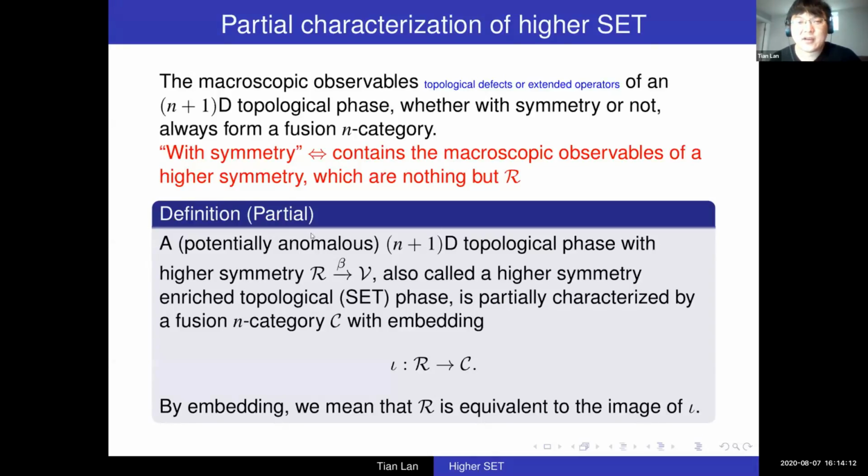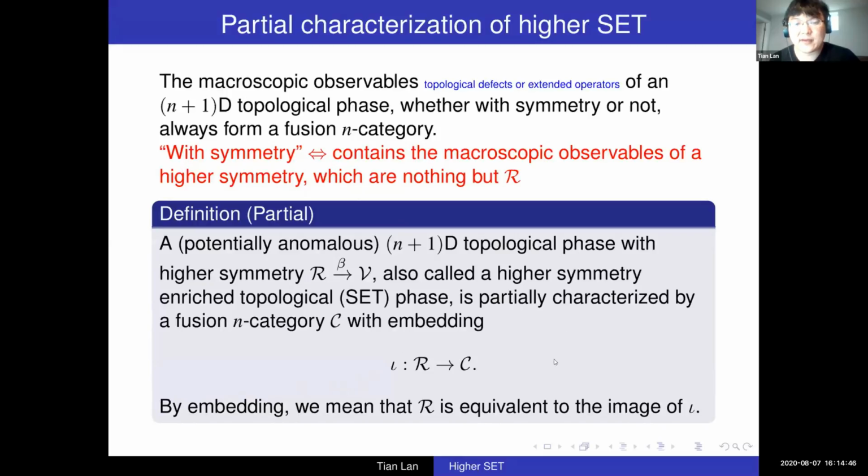So we begin our definition by requiring an embedding. Here, first you want to have a fusion category C for the observables in this topological phase, and then you want to have an embedding from the given symmetry to the category of the topological phase.